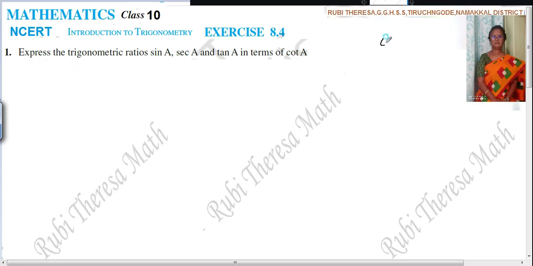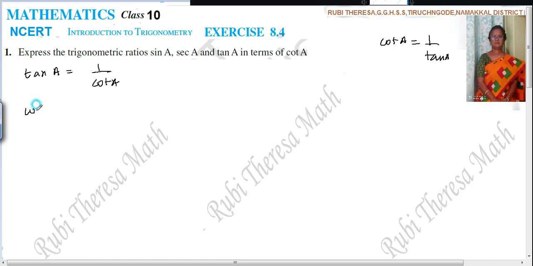Actually cot A is nothing but 1 by tan A, isn't it? But we want tan A equal to 1 by cot A. Understand? Because we want to find out the tan A. So tan A equal to 1 by cot A. In terms of cot they have asked. Next one is cosecant A.